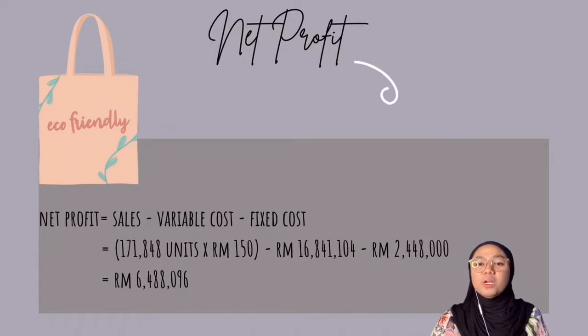The sales at 171,848 units times 150 ringgit, minus the variable cost of 16,841,104, minus the fixed cost of 2,448,000, we will get the net profit of 6,488,096. Now, I will pass to the next representative, Izati Hadira, to present the answer for the next question.